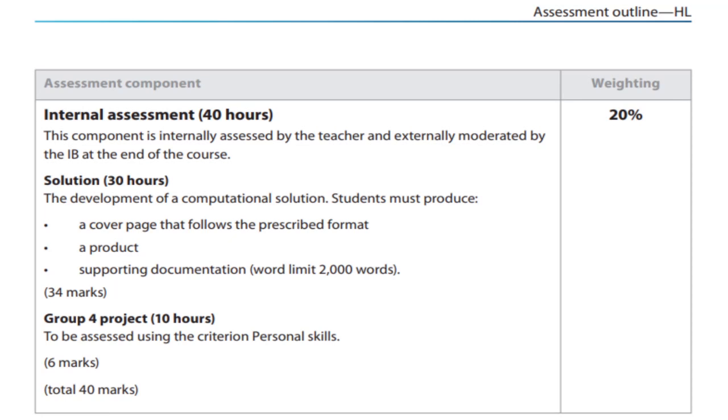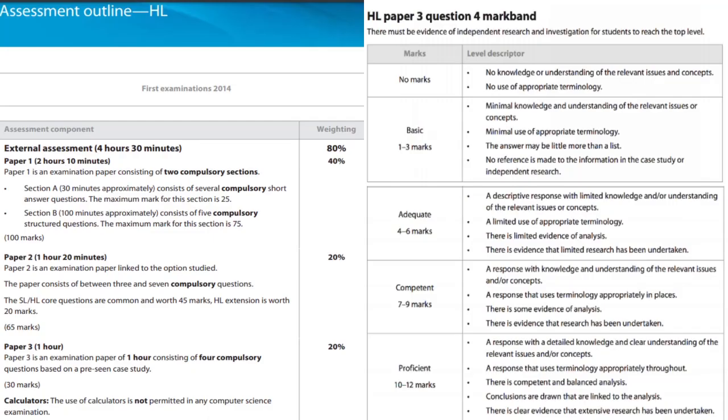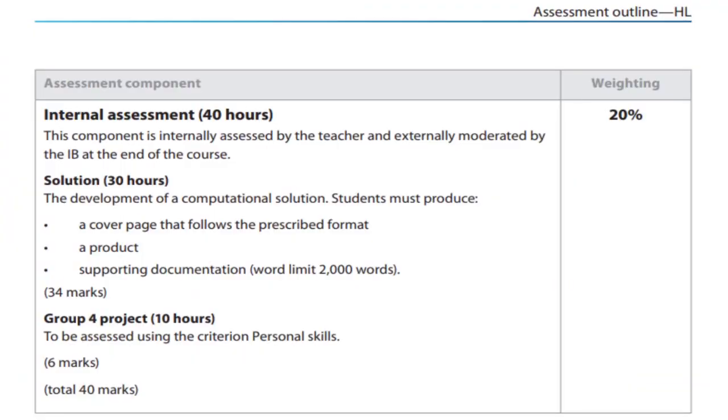So that's a general breakdown of the IBDP CS HL examination. There is paper 1, paper 2, paper 3, and then there's the IA.